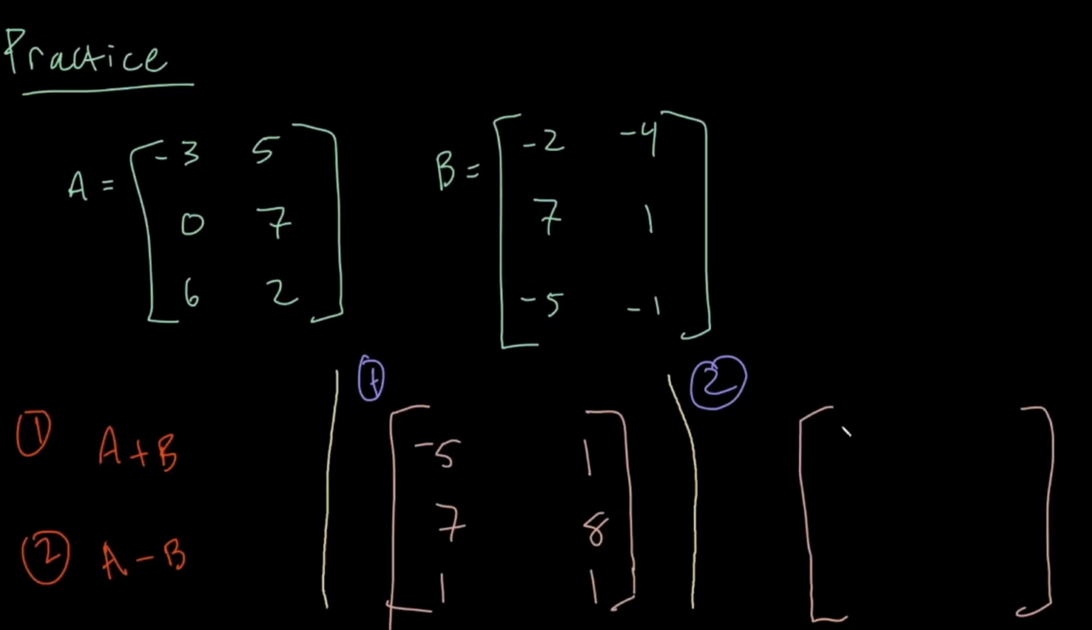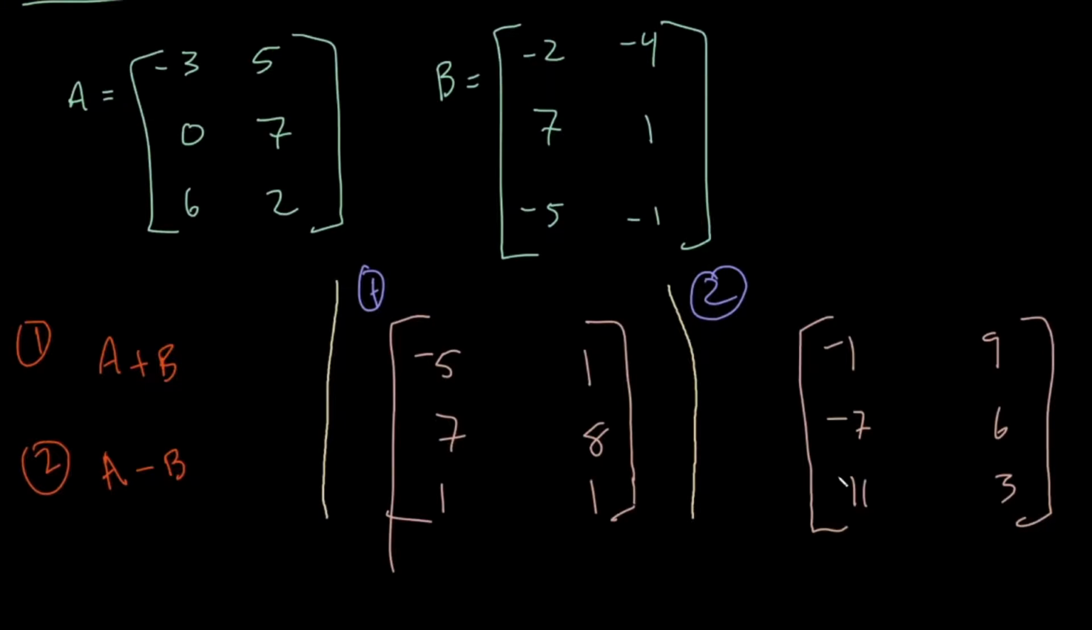And then number 2, I'll give you the answer here. -3 minus -2 is -1. 5 minus -4 is 9. 0 minus 7 is -7. 7 minus 1 is 6. 6 minus -5 is 11. And 2 minus -1 is 3. Did you guys get these, or do you have a question?